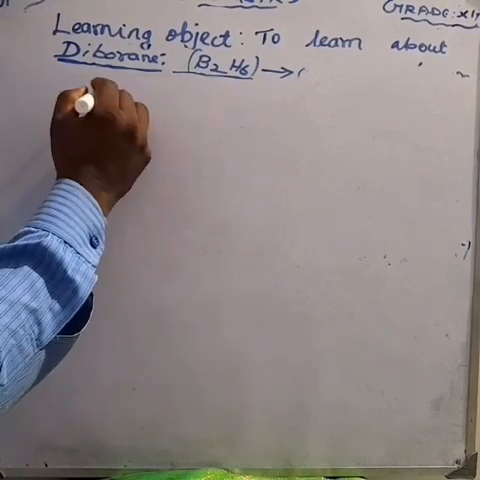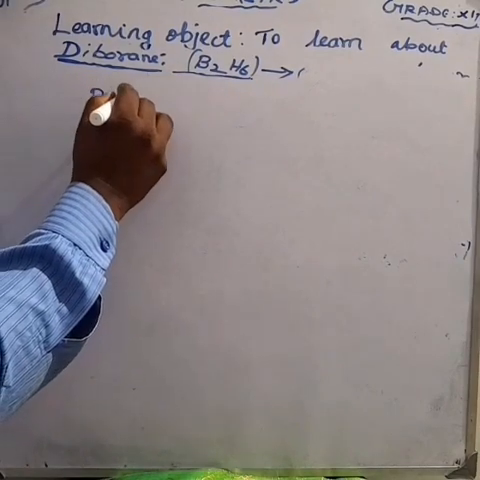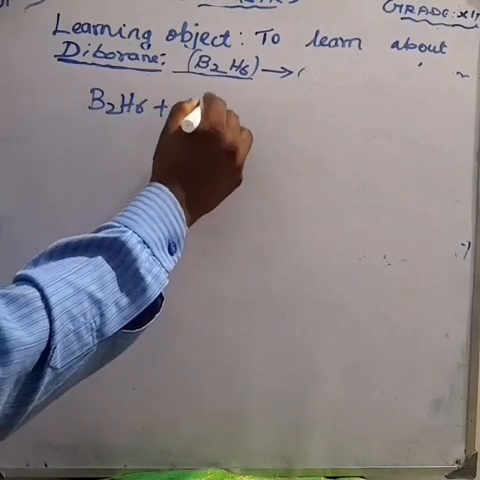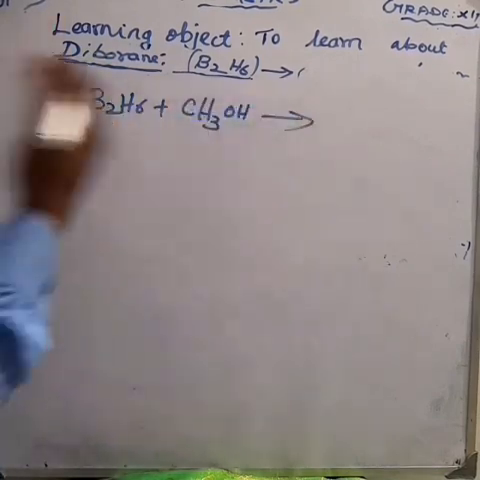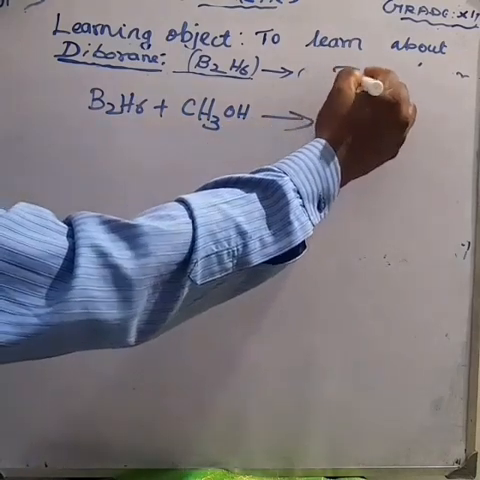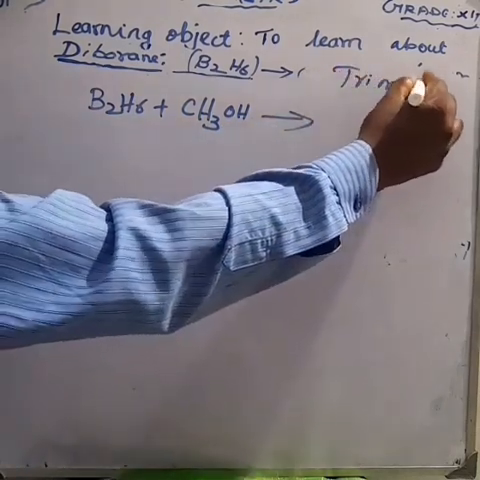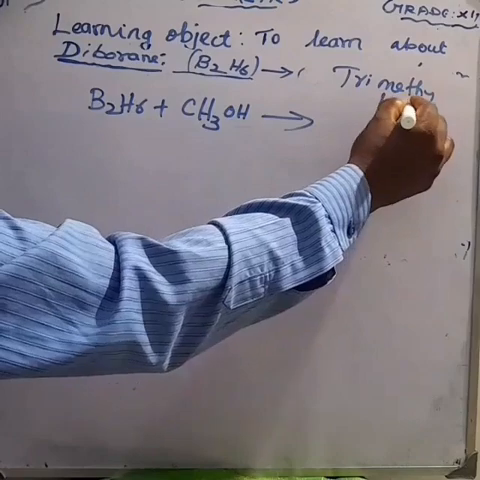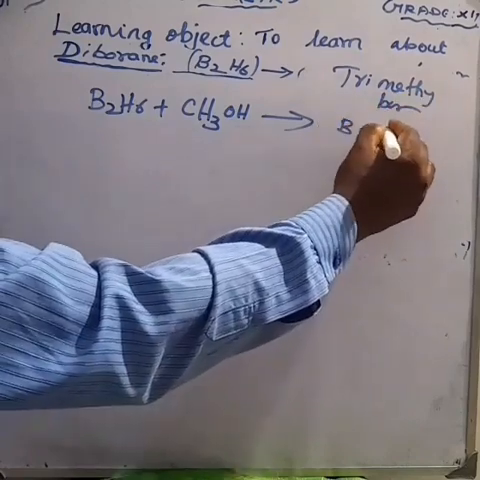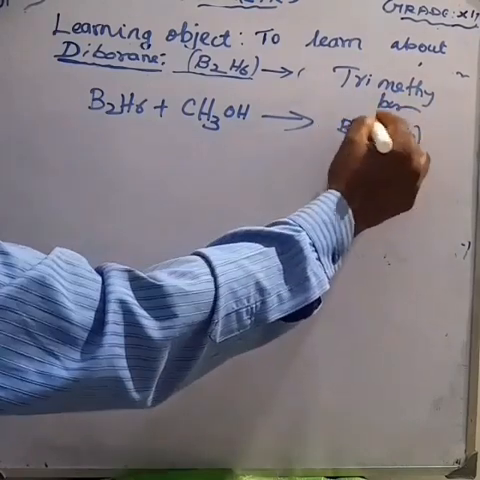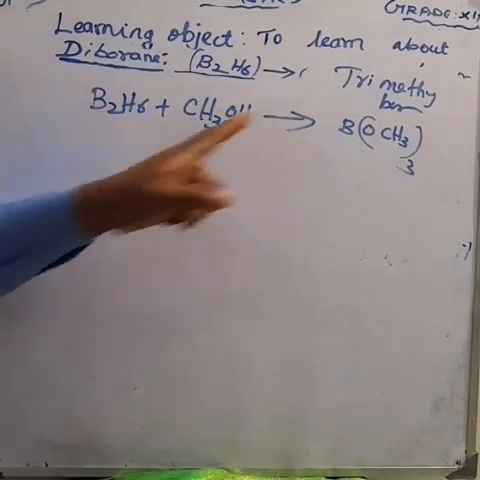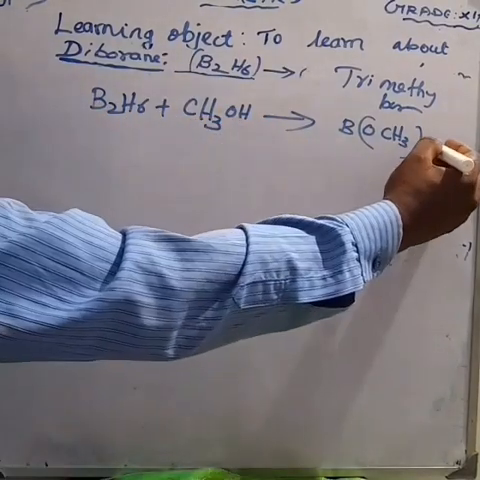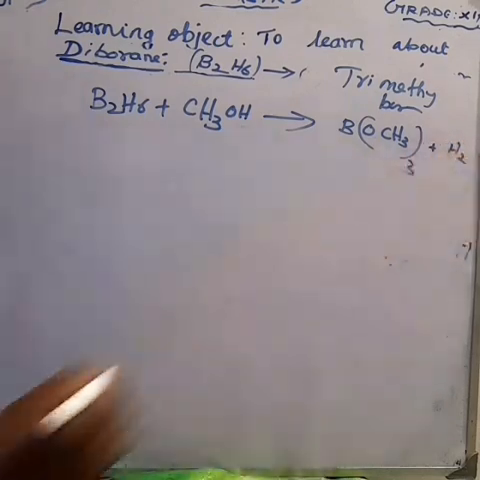B2H6 reacts with methyl alcohol, CH3OH. We get one of the important compounds called trimethylborate. What is the formula? B(OCH3)3. B(OCH3)3, and also we get hydrogen.